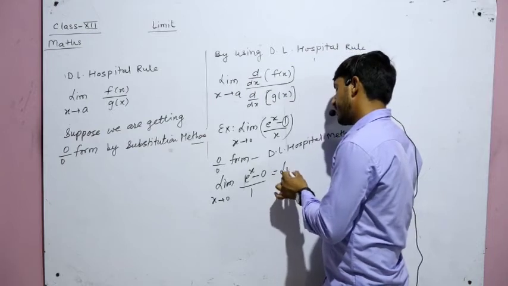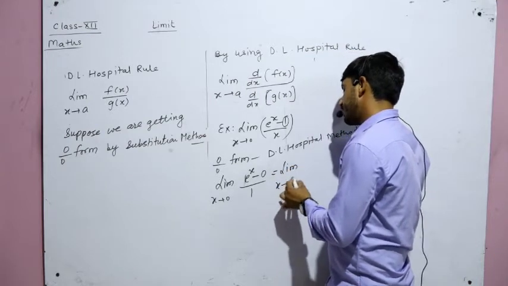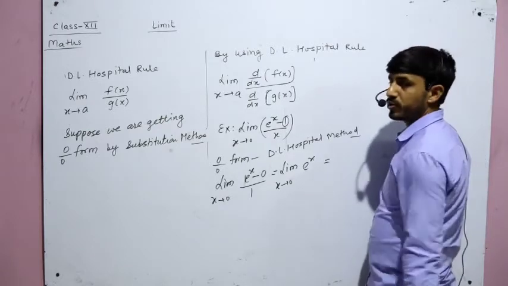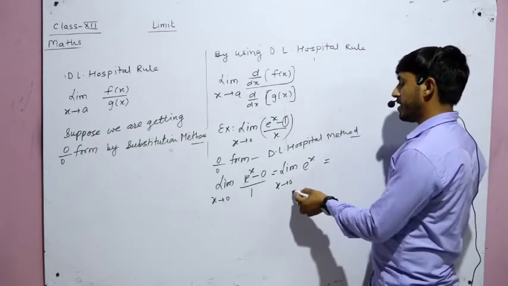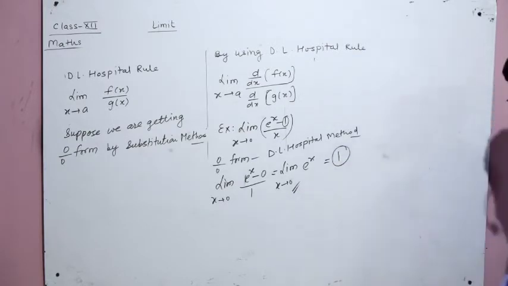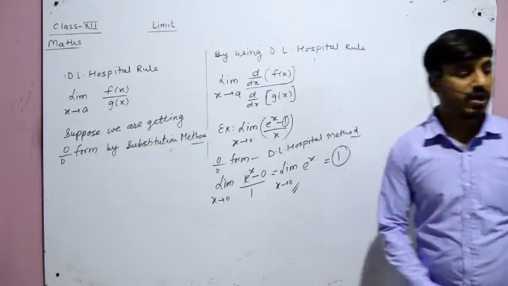In the next part, limit x tends to 0. Here the function is obtained in terms of e to power x. Again we have to use the substitution method, and applying it, we get e to power 0, which is equal to 1. That is the desired limit value.